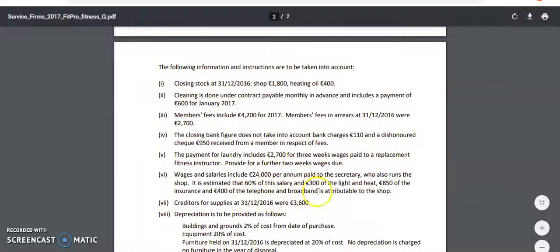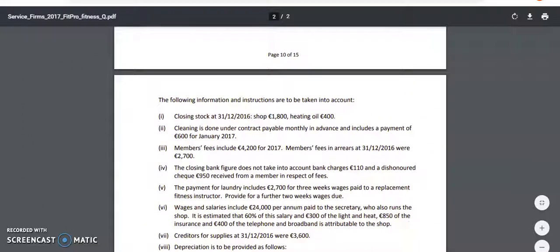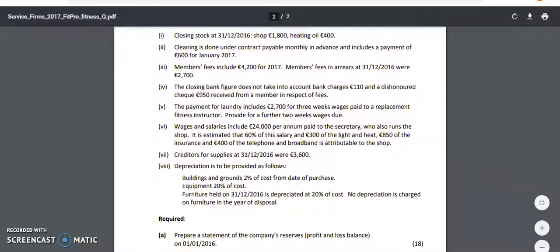You're going to have 300 euro of light and heat, so we're going to do an adjustment for that, taking into consideration anything we have at the start. So we've got stock of heating oil up here, so that's going to adjust our light and heat here. The 300 then for the shop is going to need adjusted to that figure as well. We've got heating oil here as well of 400. And then sometimes they might give us electricity due or something. But we'll look at that further when we get to the question. 850 of the insurance, we need to reduce insurance, and 400 telephone, we need to reduce telephone.